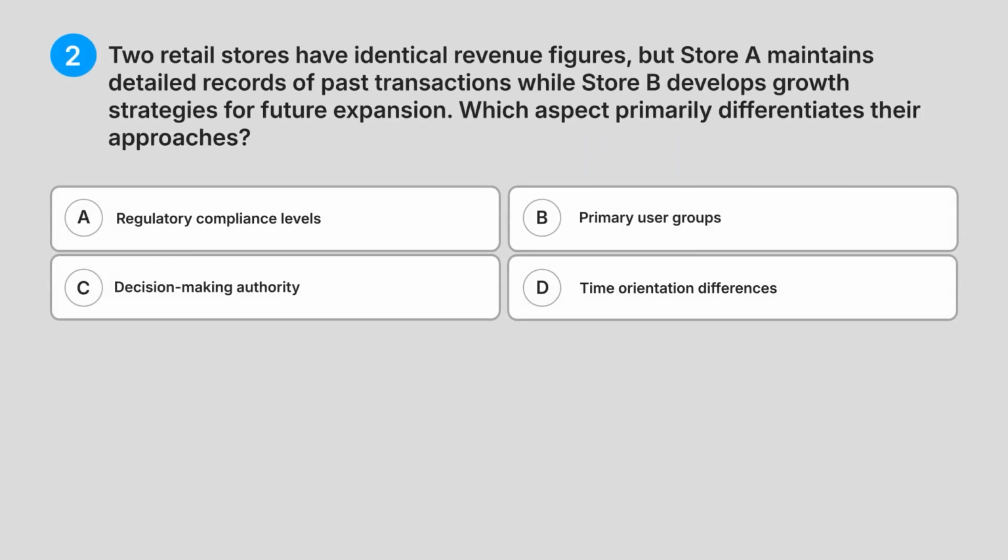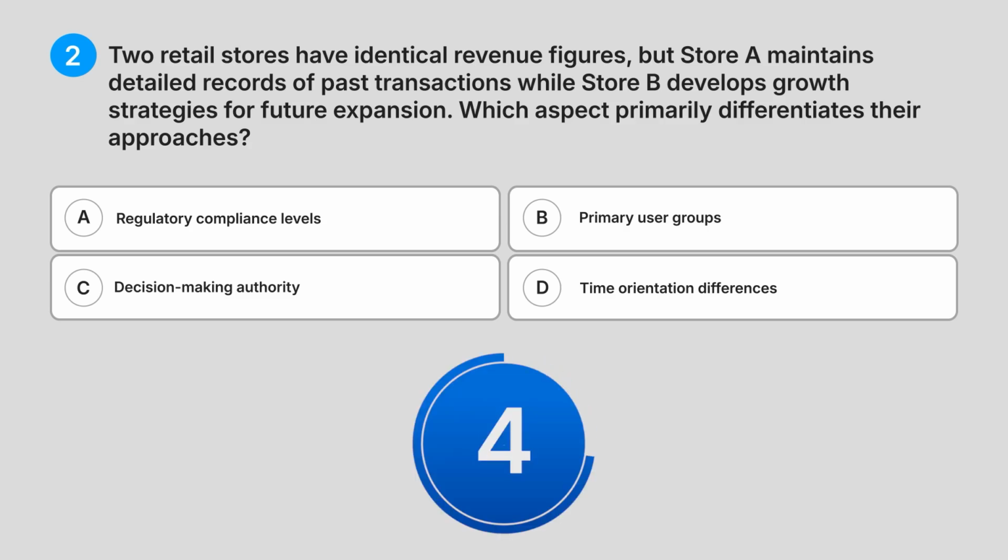2. Two retail stores have identical revenue figures, but Store A maintains detailed records of past transactions, while Store B develops growth strategies for future expansion. Which aspect primarily differentiates their approaches? A. Regulatory compliance levels. B. Primary user groups. C. Decision-making authority. D. Time orientation differences. Do you know the answer?